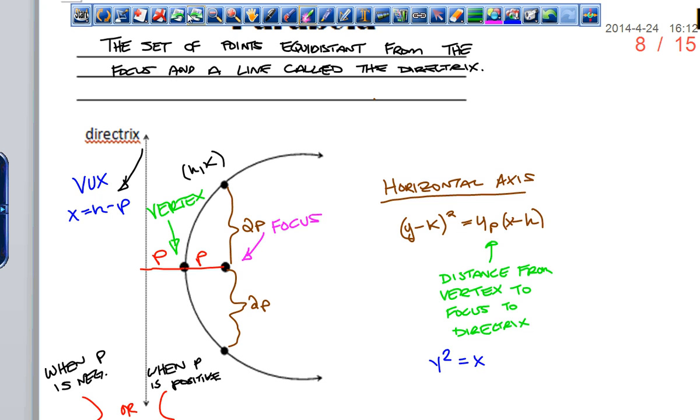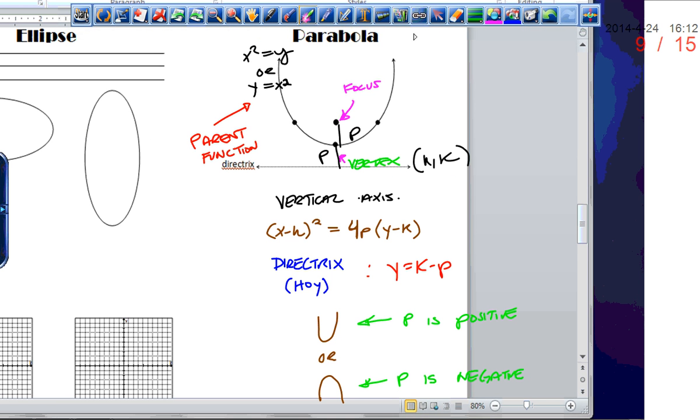Okay, let's talk about the vertical one. It's all the same information. We're used to seeing this because the parent function is y equals x squared. All the same stuff applies. The distance of P, this being the vertex, that being the focus. Vertex is always h comma k.